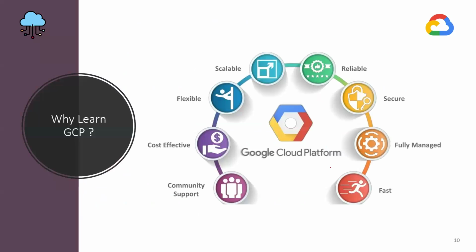So why learn GCP? Google has very good community support. Google is offering you cost-effective services. This is one of the important factors that we should consider. Compared to the other cloud platforms, the services in the Google Cloud Platform are comparatively cost effective. If you are buying one machine in the Google Cloud Platform and one machine in the Azure Cloud Platform, you get a very good cost-effective nature in GCP compared to Azure and AWS.